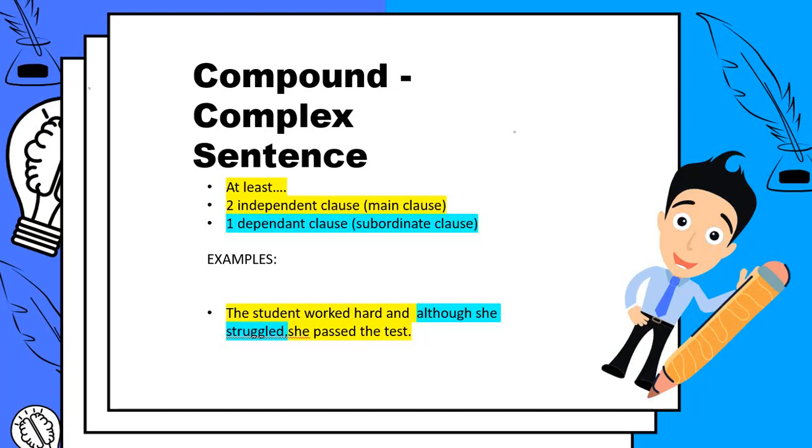So the student worked hard, and although she struggled, she passed the test. The student worked hard, and although she struggled, she passed the test. Independent, dependent, independent. Remember, the yellow, the independent: the student worked hard, she passed the test. Although she struggled, does not make sense by itself, although she struggled. So therefore it is the dependent clause.